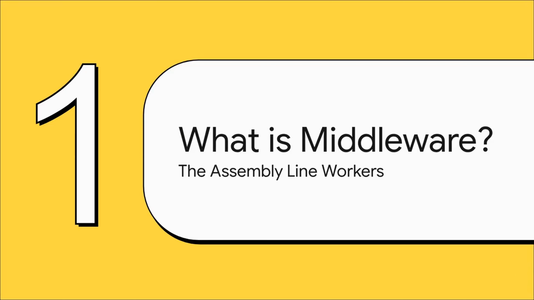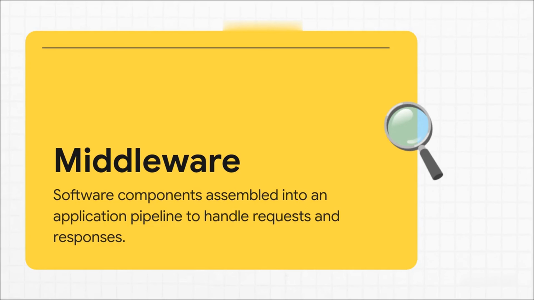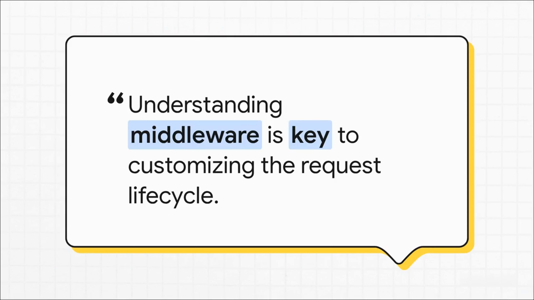So what are these stations? What are these workers on our assembly line? Well, in the world of ASP.NET Core, that's what we call middleware. Okay, so the textbook definition says they're software components that form a pipeline. But what does that really mean? Just think of it like this. Each piece of middleware gets a turn to look at the request coming in. It can do something with it, maybe change it a little, or just say, you're good, and pass it on down the line.